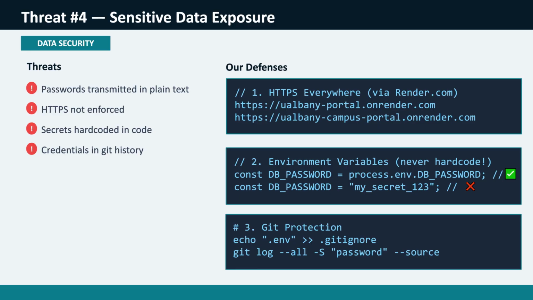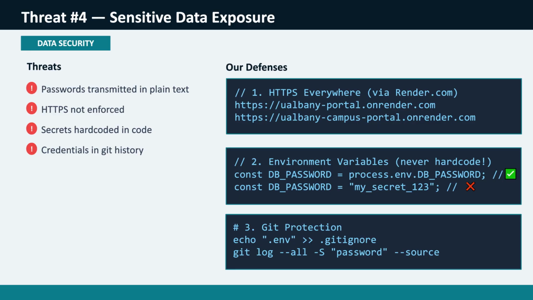HTTPS encrypts all data in transit. Without it, passwords and tokens could be intercepted. We enforce HTTPS on both the front end and the back end. Render provides free SSL/TLS certificates that auto-renew.